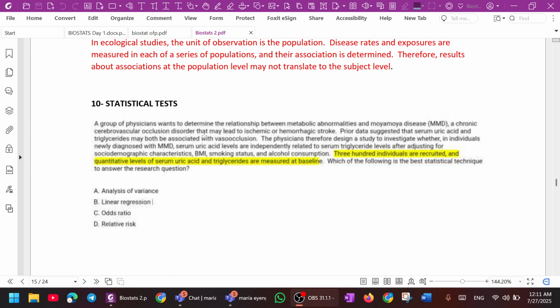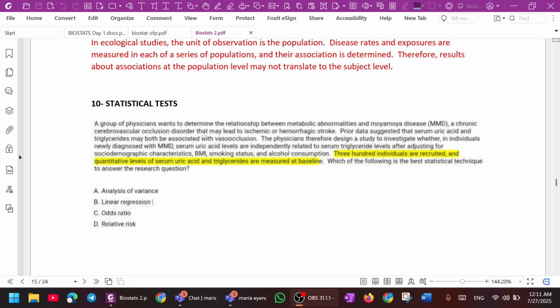A group of physicians wants to determine the relationship between metabolic abnormalities and moya disease, a chronic cerebrovascular occlusion disorder that may lead to ischemic or hemorrhagic stroke. Prior data suggested that serum uric acid and triglyceride may both be associated with vaso-occlusion.